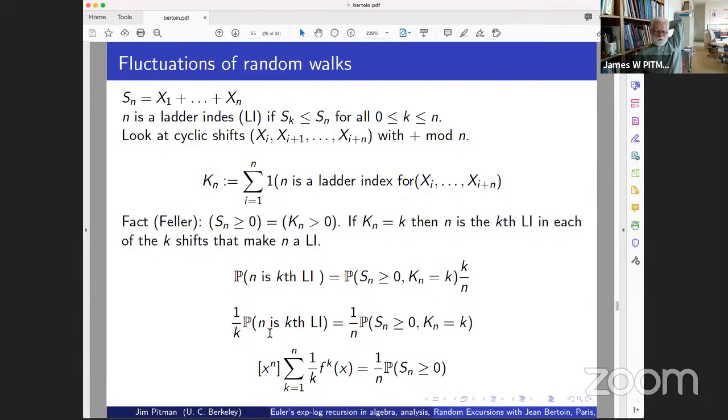And that, n being a kth ladder index, this is a renewal thing. I mean, ladder indices are coming according to renewals. We have an f of x, which is the generating function of the first renewal. That's the first ladder index. And by this completely combinatorial argument, you arrive at this identity that the coefficient of x to the n in some logarithmically weighted renewal sequence of powers is exactly the probability that Sn is non-negative divided by n.